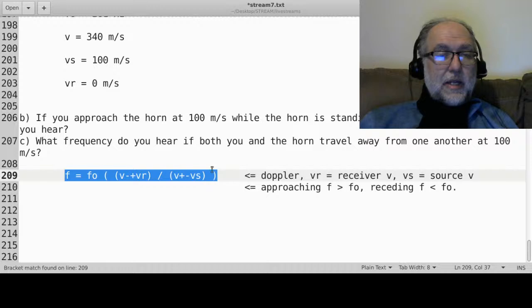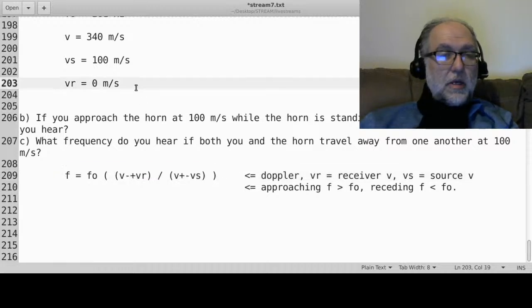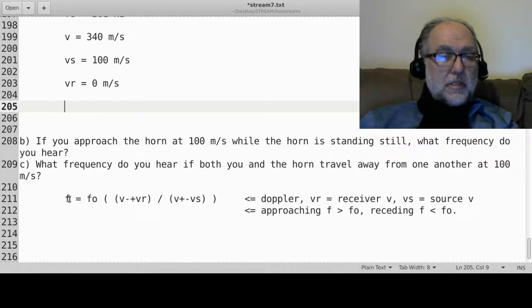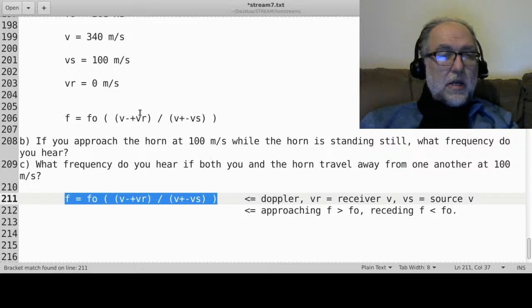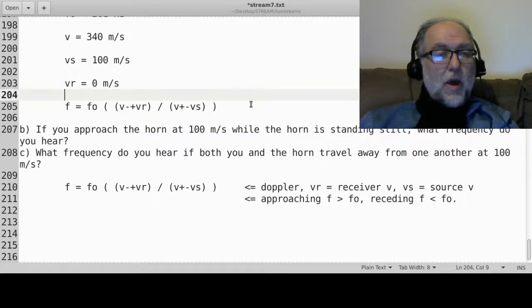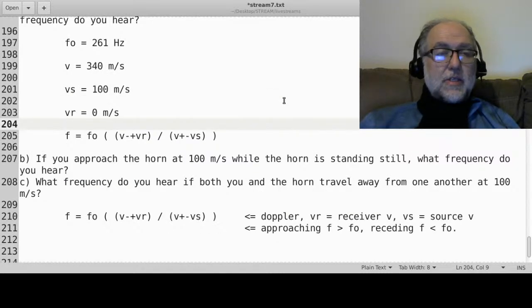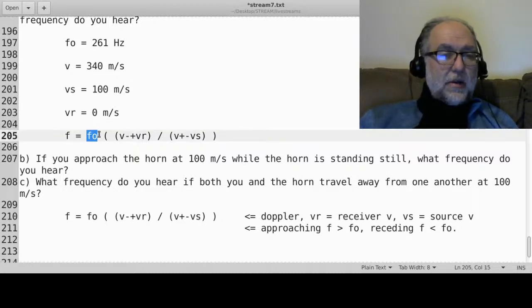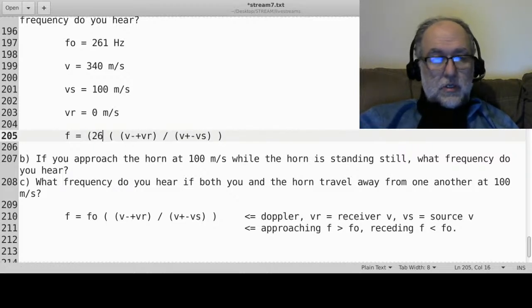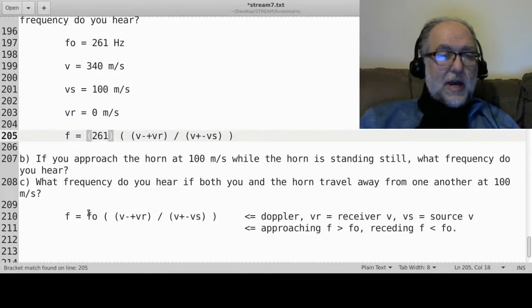You say, okay, great, let's plug into this. Except that as soon as you do, you go, uh-oh, I've got these pluses and minuses all over the place. What am I going to do with them? Well, first, let's plug in the numbers and see that one of the choices will go away. For f naught, we replace it with 261 hertz.